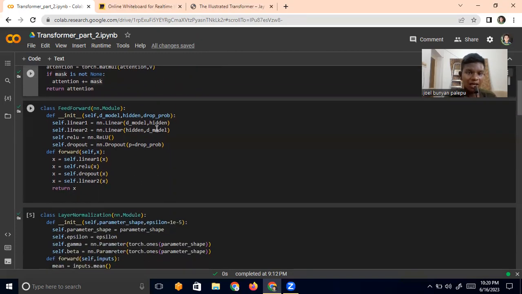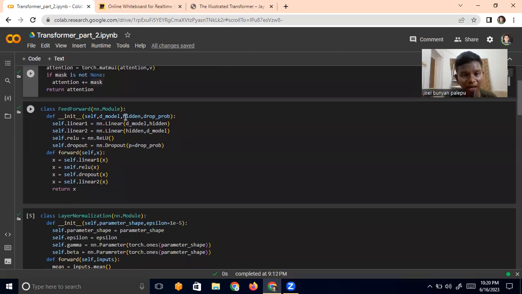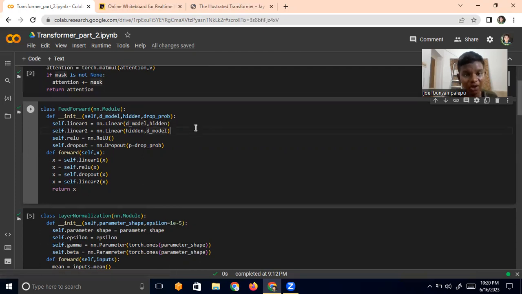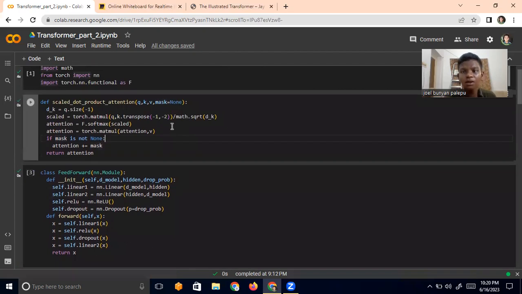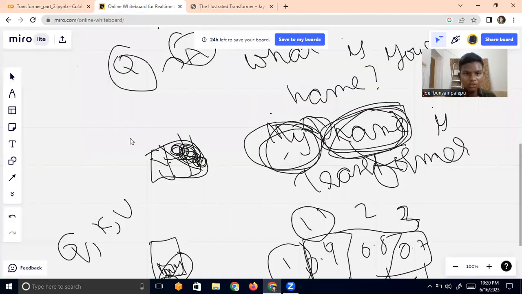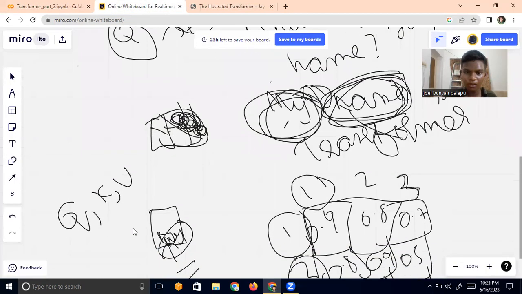And again, the feed forward layer, in which we are going to have d_model, hidden and dropout probability, and then we're going to have a linear layer. That's where we're going to build a simple neural network layer in which the input is d_model. We are going to have d_model inputs. Let's see what d_model is.